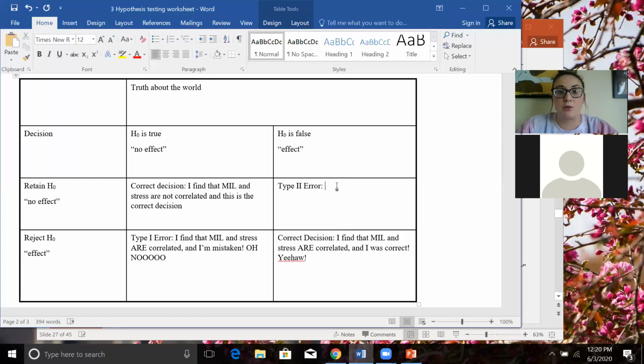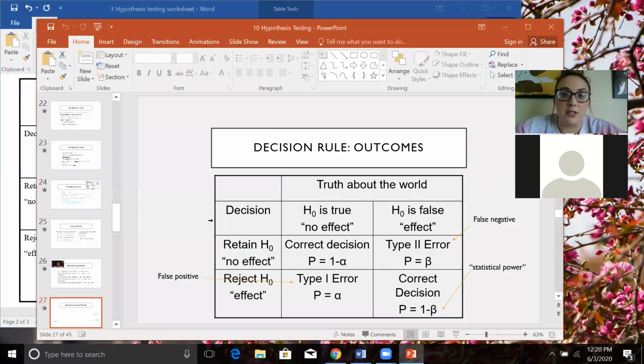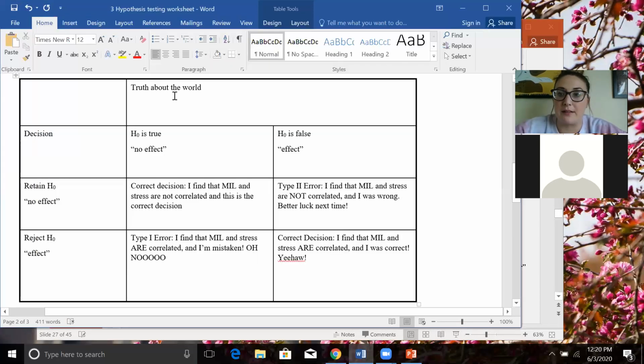But what happens if I'm living in your type 2 error quadrant? I find that meaning in life and stress are not correlated. And I was wrong. Good luck next time. Okay. So that's basically how you fill out this quadrant. You basically have to identify what any of these quadrants would look like using the example that you identified and plug it into the language of correct versus incorrect decisions and what that would mean for the conclusions that you make. So that's a kind of a tough question. Definitely visit the slides around here where I discuss decision rules and just plug in your example using this basic sort of language.